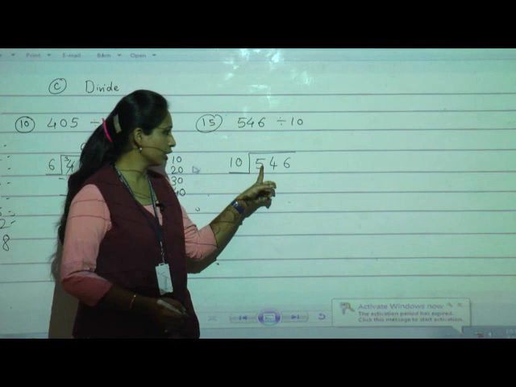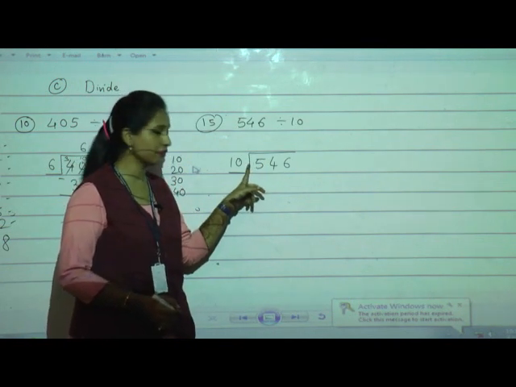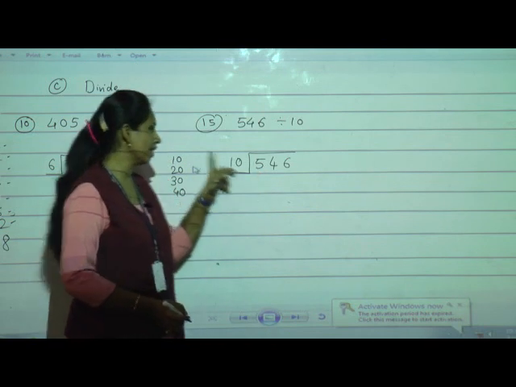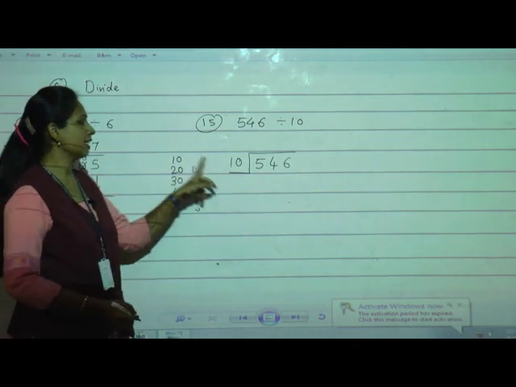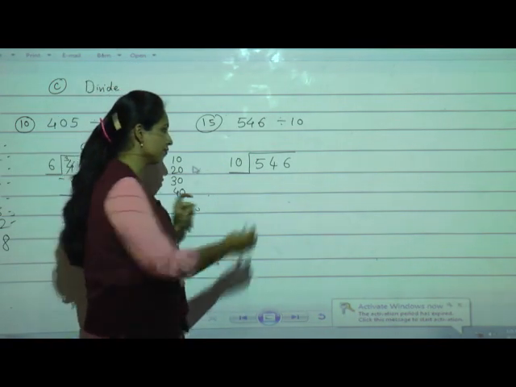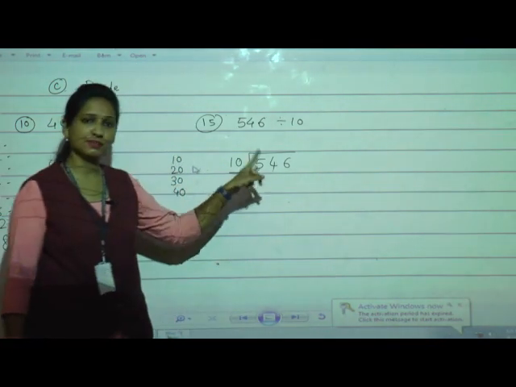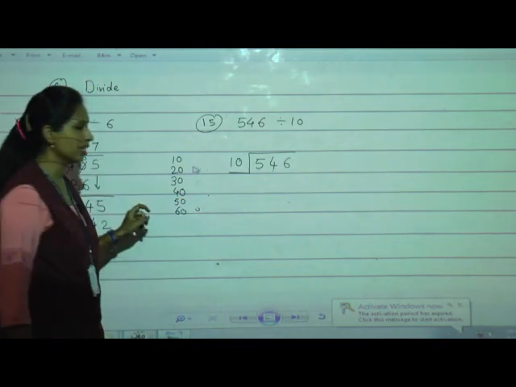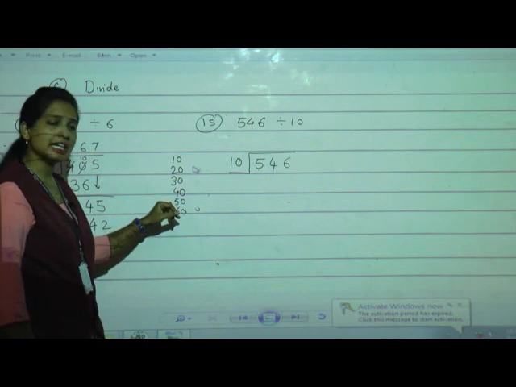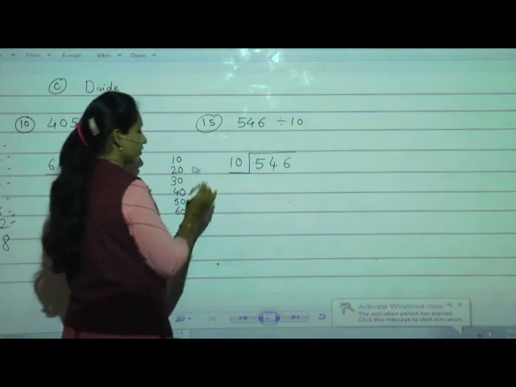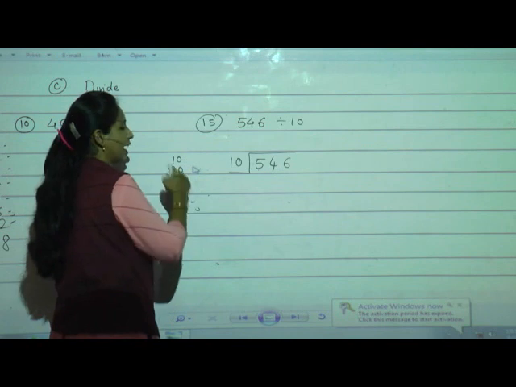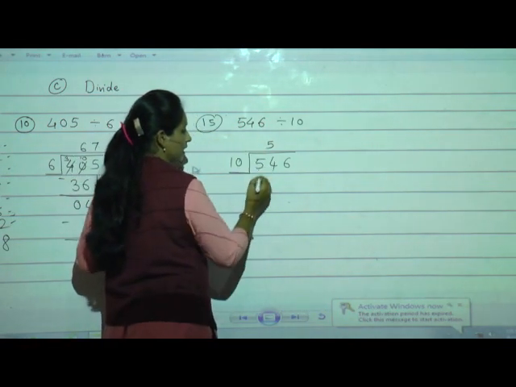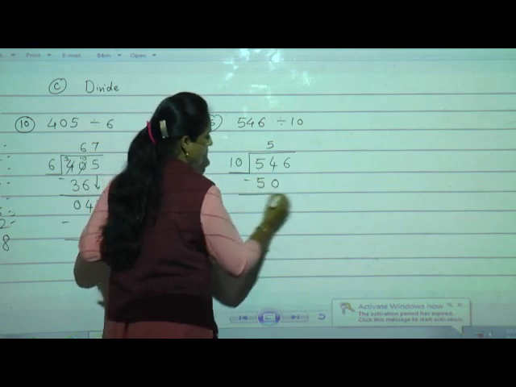How many numbers? 2 numbers, because from the left side only 5 is there. So 5 is a smaller number. So 5 we cannot find in 10 table because 10 is greater than 5. So we will go with the 2 digit number, that is 54. Now we will see whether 54 is there. No, 54 is not there. So what is less than 54? It is 50. So where is 50? 1 2 3 4 5. 5th place. So we will write the place value on the top.